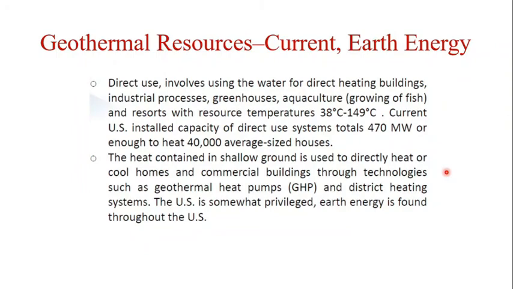Direct use involves using the water for directly heating buildings, industrial processes, greenhouses, aquaculture and resorts, with resource temperatures of 38 degrees Celsius to 149 degrees Celsius. Current US installed capacity of direct use systems totals 470 megawatts, or enough to heat 40,000 average sized houses.